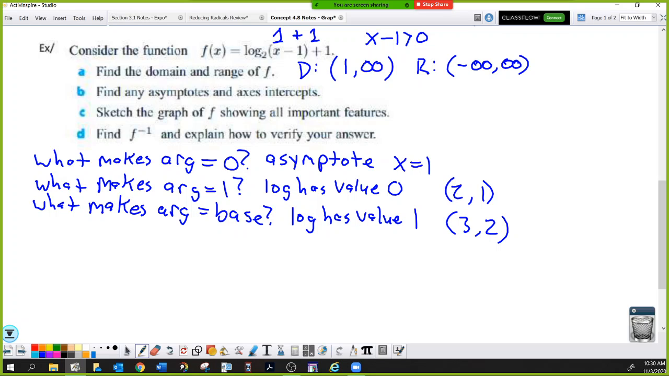Okay, so here's what I'm going to do. I'm going to sketch the graph real quick with the knowledge I have. I already found the asymptote, and then I'll find the axes intercepts. Okay, we'll go that route in just a second. But let's sketch this guy.